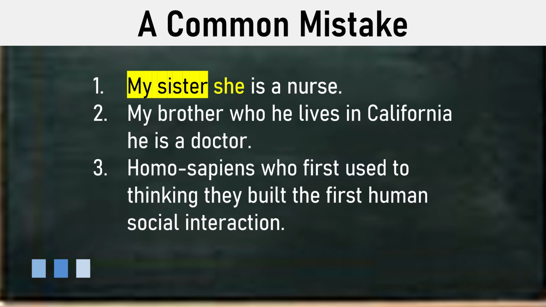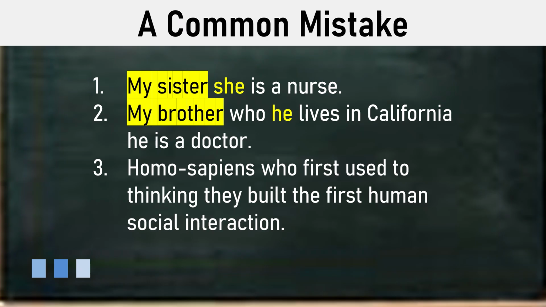So it is better to skip she, not my sister. You can skip my sister as well. She is a nurse is a good sentence, but whenever you have to choose between the two, always choose the noun or prefer noun to pronoun. My brother, who he lives in California, he is a doctor. Now, my brother, it is a triplicate subject in the sentence. So we use it: my brother, who lives in California, is a doctor.